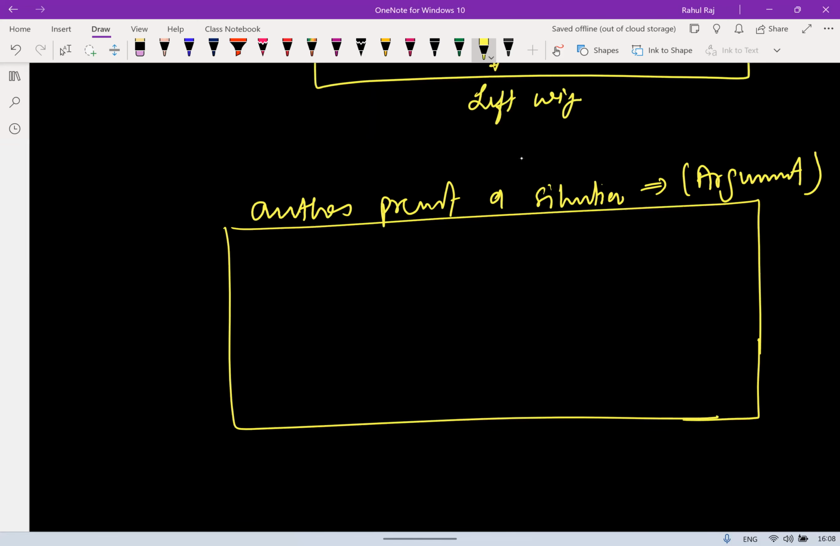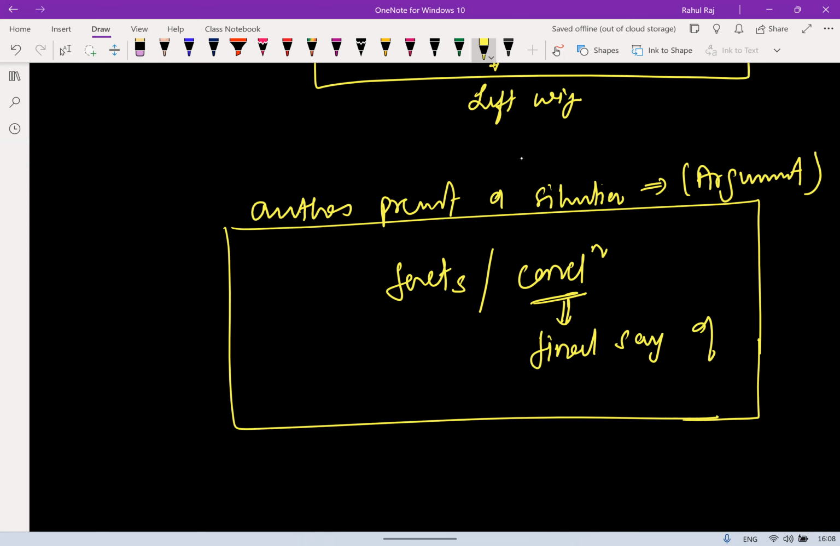When an author is writing an argument, be very sure the author will put some facts over here. And then based on those facts, the author will present his message. The author will try and conclude. Conclusion is nothing but the final say of the author. I'll come down to every point, don't worry. The final say of the author. So facts are nothing but premise.